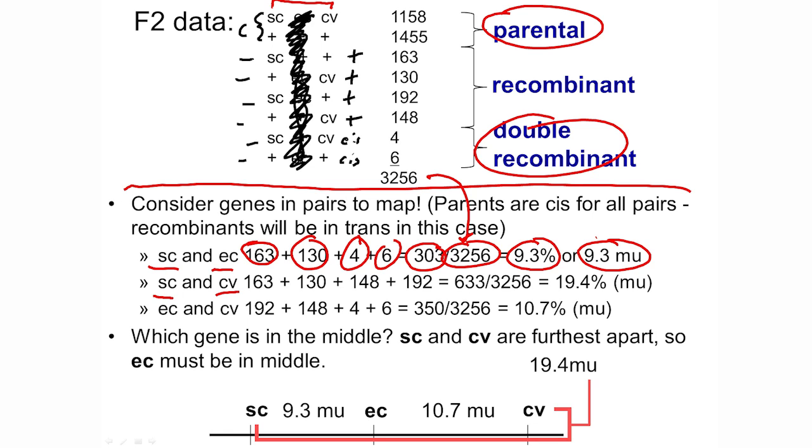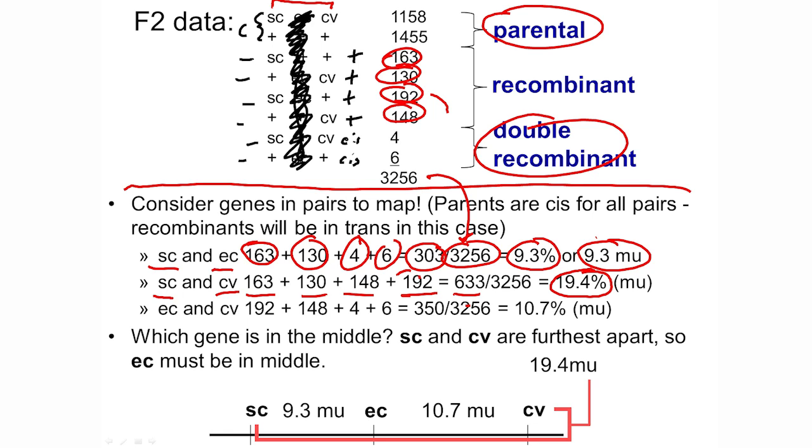So if I want to know about the distance between scute and cross-veinless, I got to count the recombinants, those that were in trans, with respect to those two. And you'll see that there are 4 classes there. So I add up 163, 130, 192, and 148. And you get your handy calculator. You'll find that that represents 633 out of the total of 3,256 offspring. And that's 19.4% or 19.4 map units.